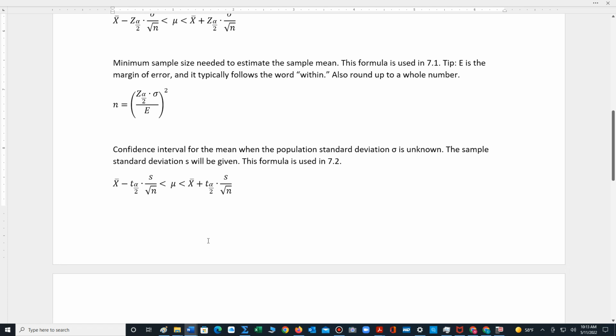Another variation of the confidence interval for the mean is when sigma is unknown. If sigma is unknown, and typically n is a smaller number, the sample size is a smaller number, we replace sigma with s. S is the sample standard deviation. And we use a t distribution in this to estimate mu. So the formula is x bar on both sides plus or minus the margin of error, but now we're using t sub alpha over 2 times s over radical n.